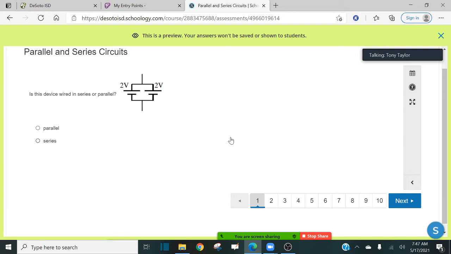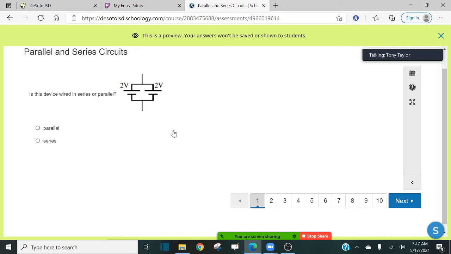All right, guys, if you're at your computer right now, go to this question right here. Your questions are going to be in a different order compared to mine because they are random. Go to the question where you have a device that looks something like this, with two 2-volt batteries, and the schematic diagram looks something like this. Is this device wired in series or parallel?